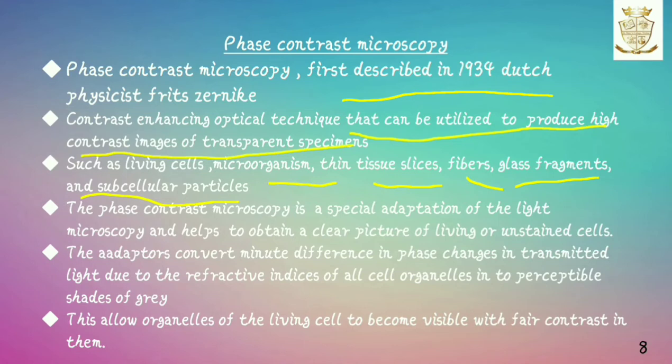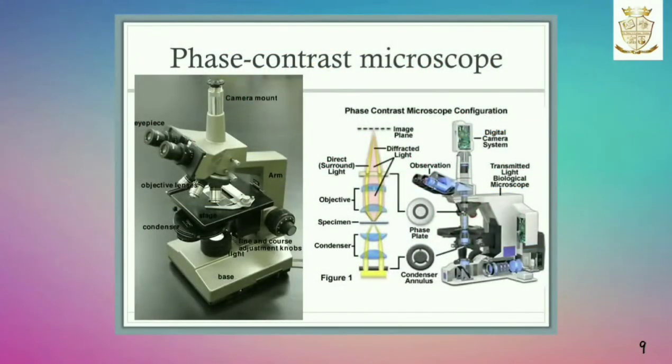Phase contrast microscopy is a special adaptation of light microscopy and helps to obtain a clear picture of living and unstained cells. The adapters convert minute differences in phase changes in transmitted light, due to the refractive indices of all cell organelles, into perceptible shades of grey. This allows organelles of the living cell to become visible with fair contrast. The picture of the phase contrast microscope is here.